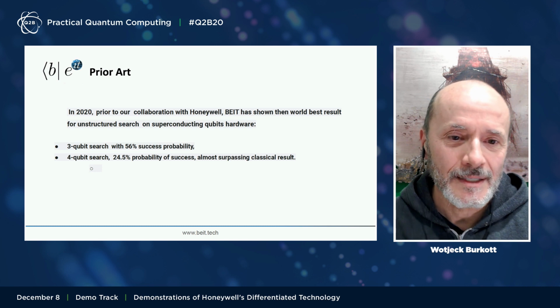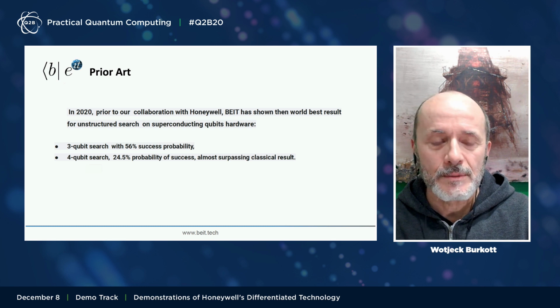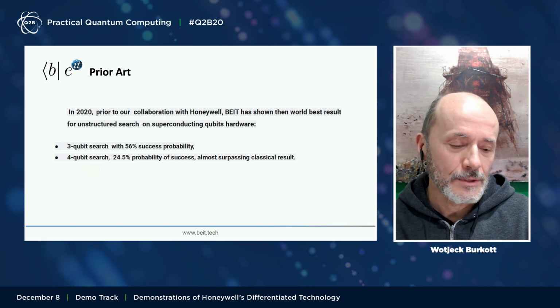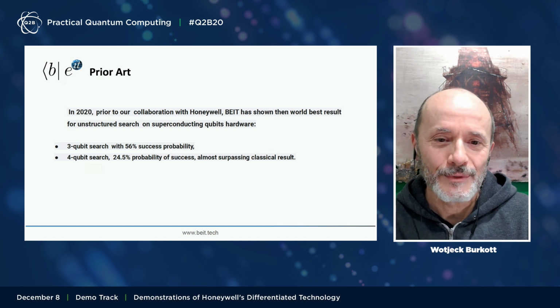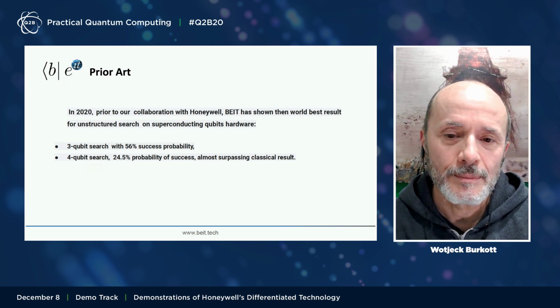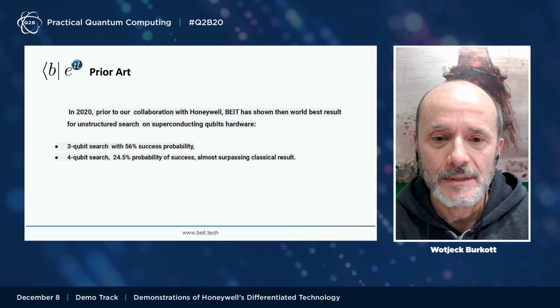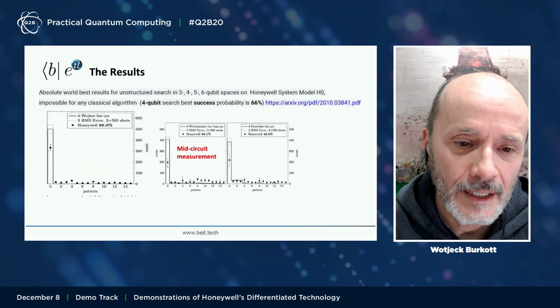So the results. As I said before, we did experiments on the superconducting qubits. We managed to get the 4-qubit search almost as good as the classical one, 24.5% of the result. And 3-qubit search was done before, and we repeated those results. It was prior art.